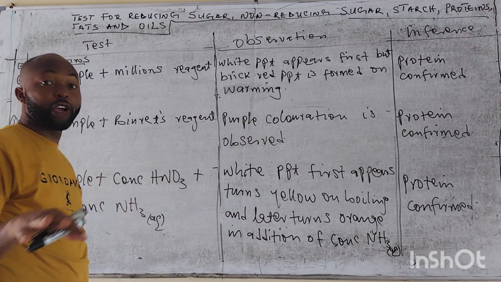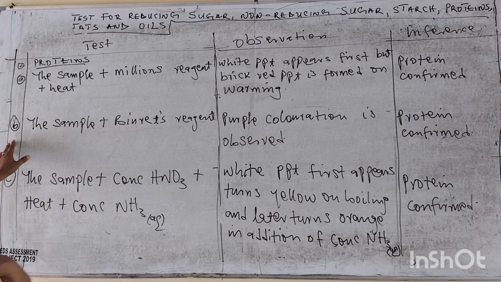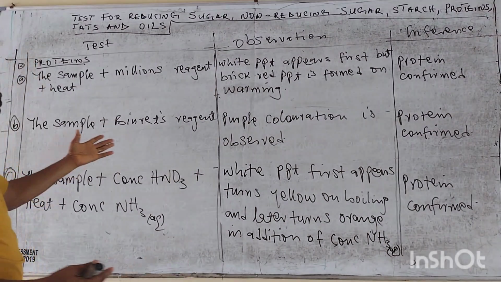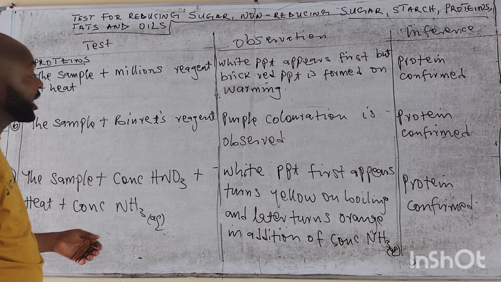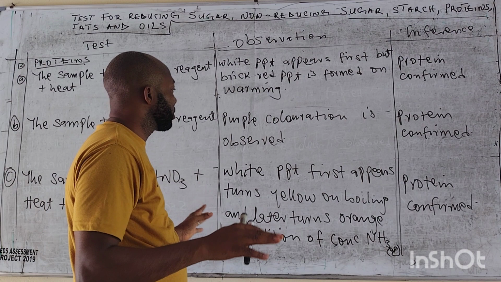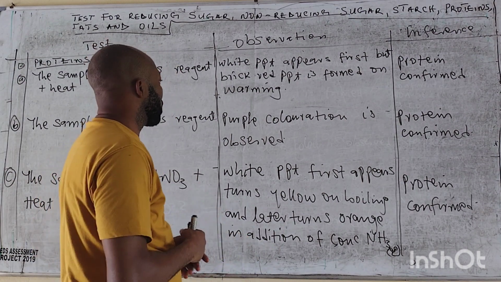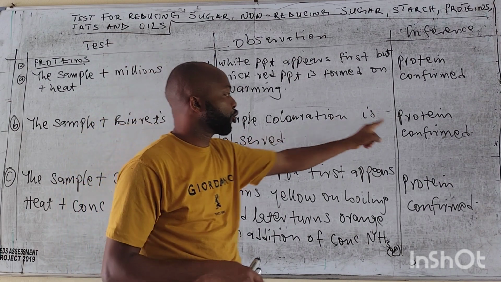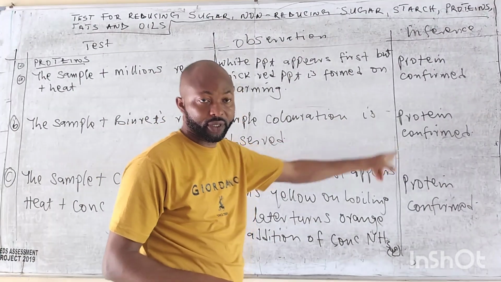Protein is confirmed. The second one is the same sample, let's call it a fresh egg, plus Biuret reagent. A purple coloration is observed. We get a purple coloration with Biuret reagent. Protein is confirmed.